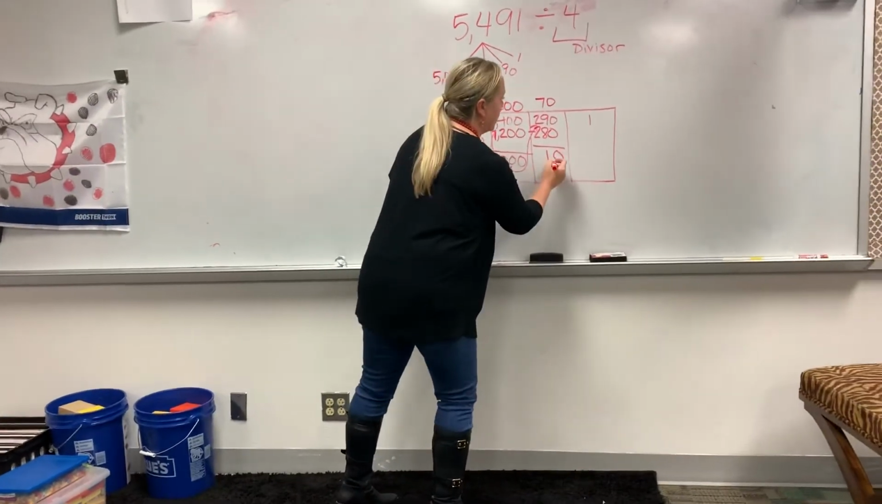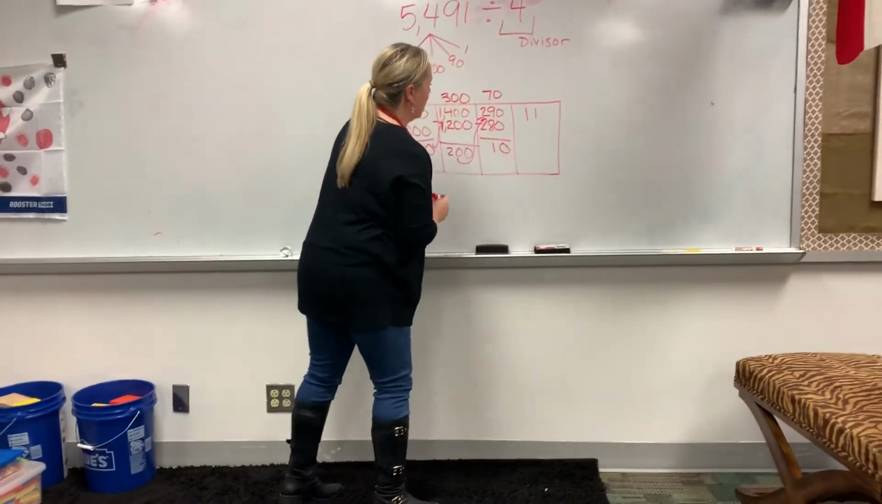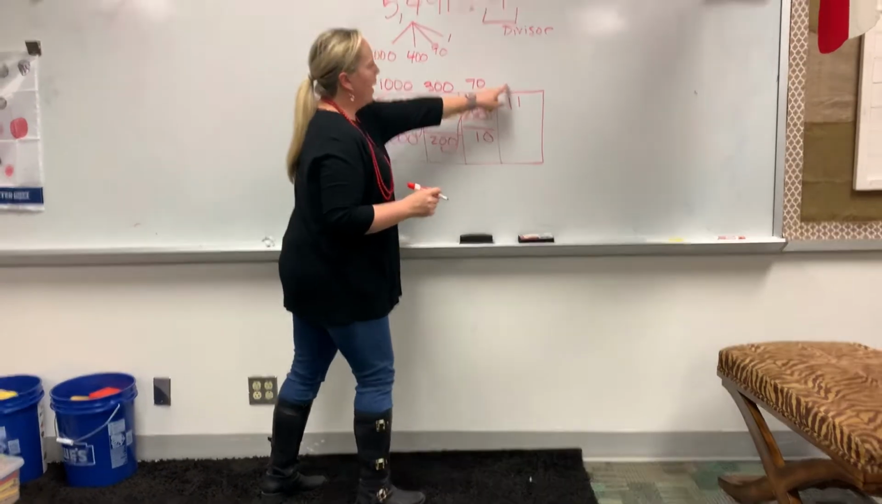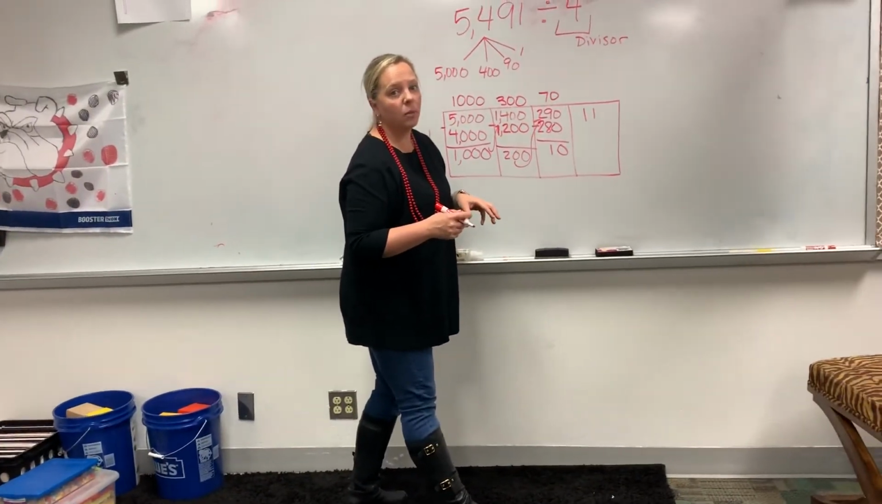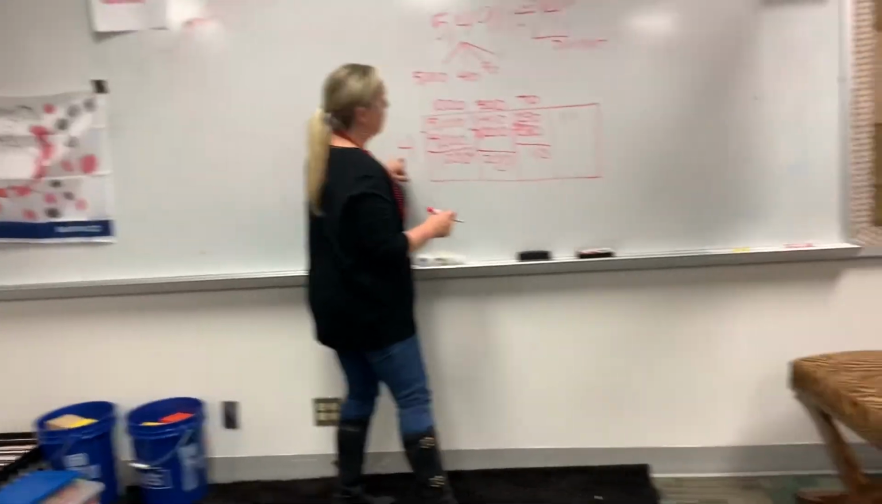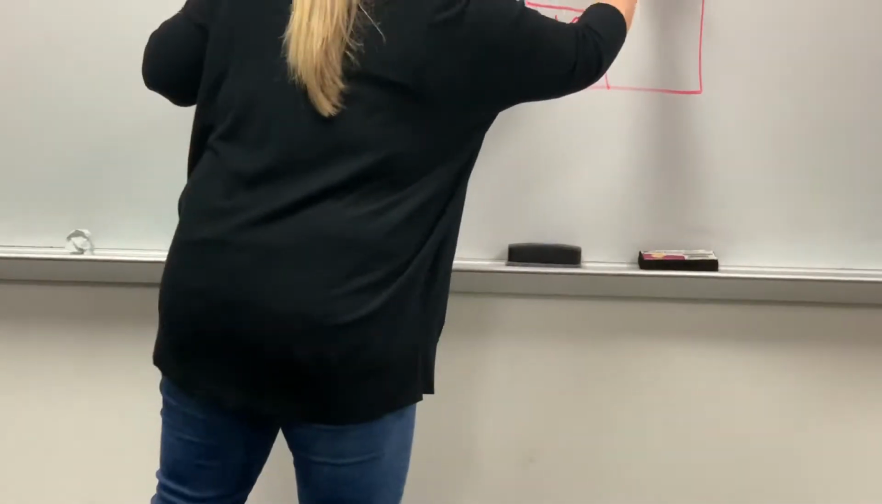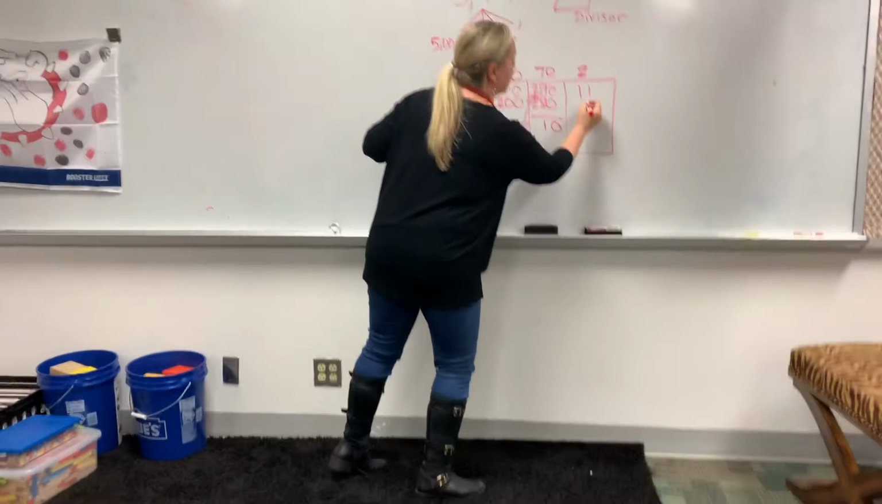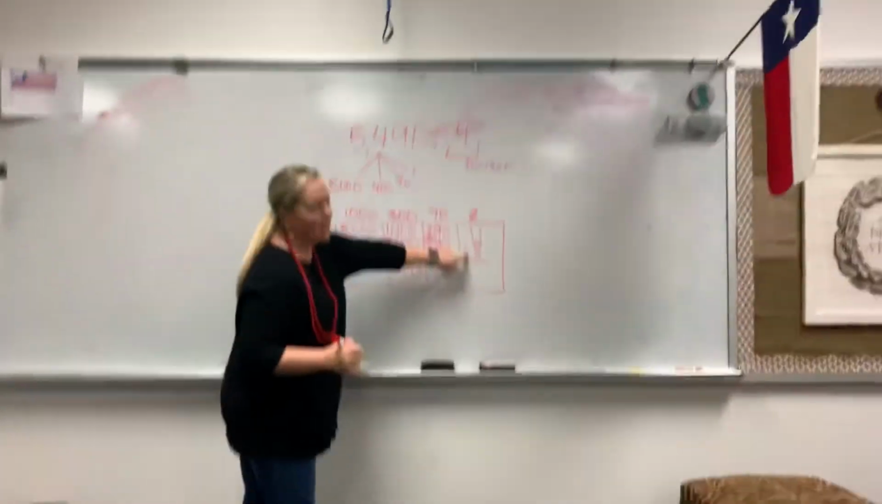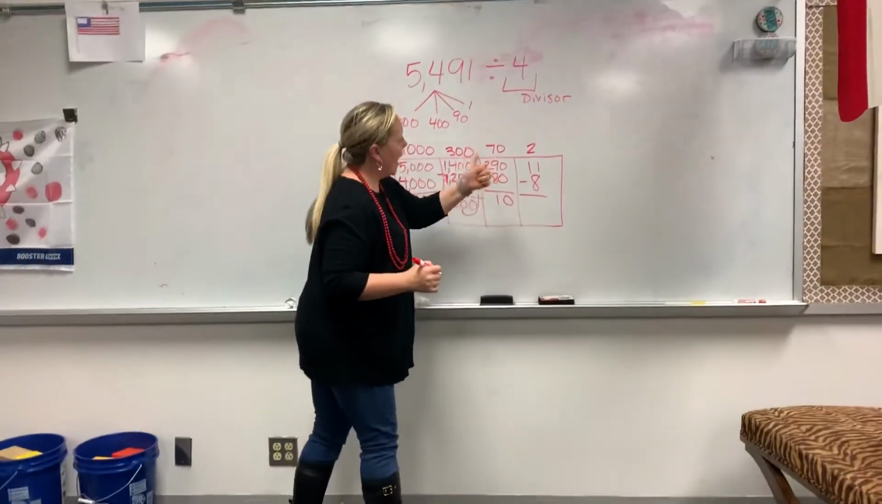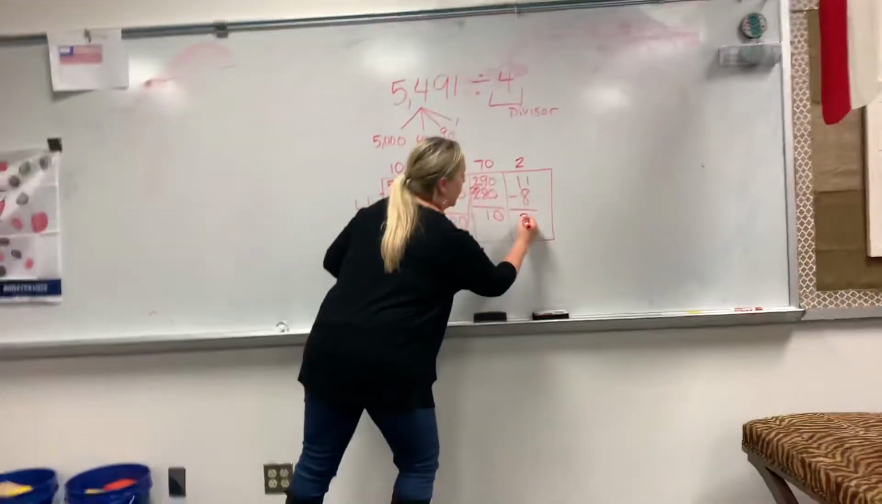And I move the 10 over and make this 11. What can I multiply 4 by to get close to 11? 4 times 3 is 12, and that's too big. So I'm going to think 4 times 2 is 8. What is 11 minus 8? 9, 10, 11. It's 3.